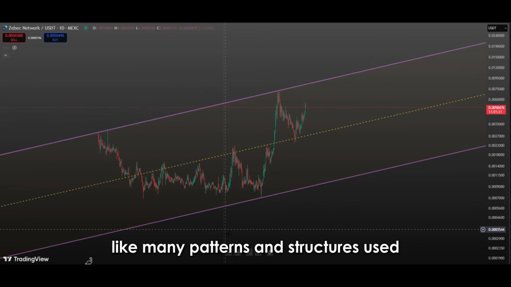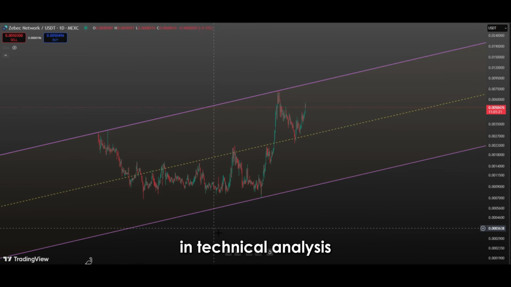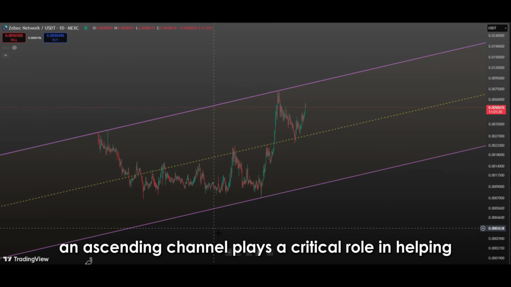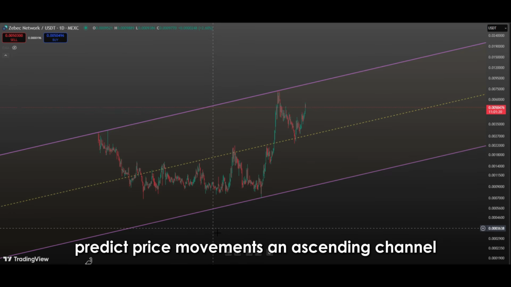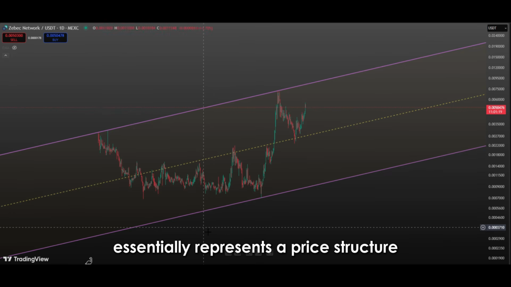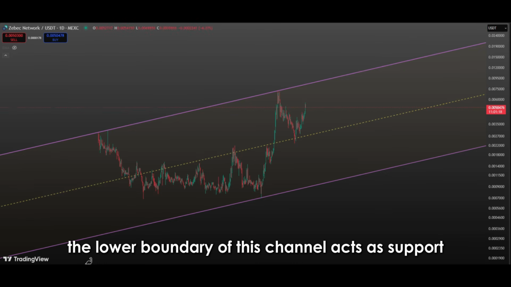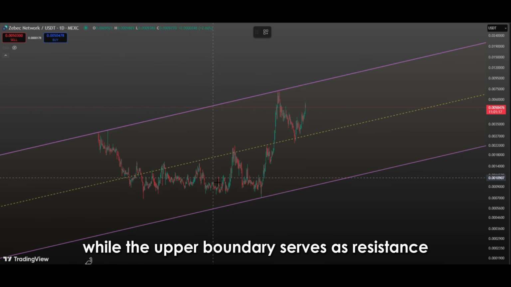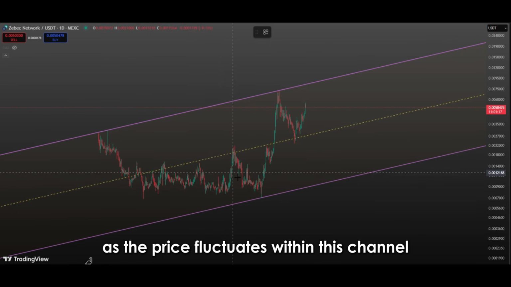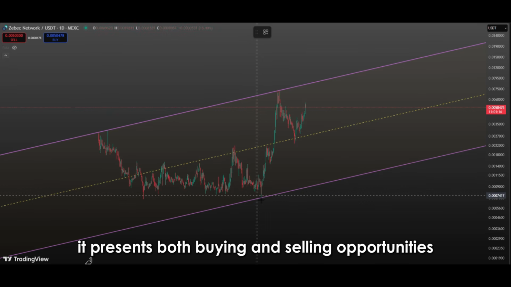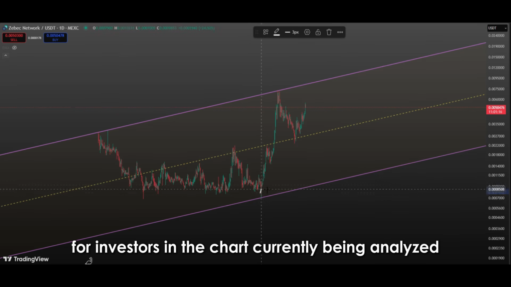Like many patterns and structures used in technical analysis, an ascending channel plays a critical role in helping investors predict price movements. An ascending channel essentially represents a price structure that moves between two parallel trend lines. The lower boundary of this channel acts as support, while the upper boundary serves as resistance. As the price fluctuates within this channel, it presents both buying and selling opportunities for investors.